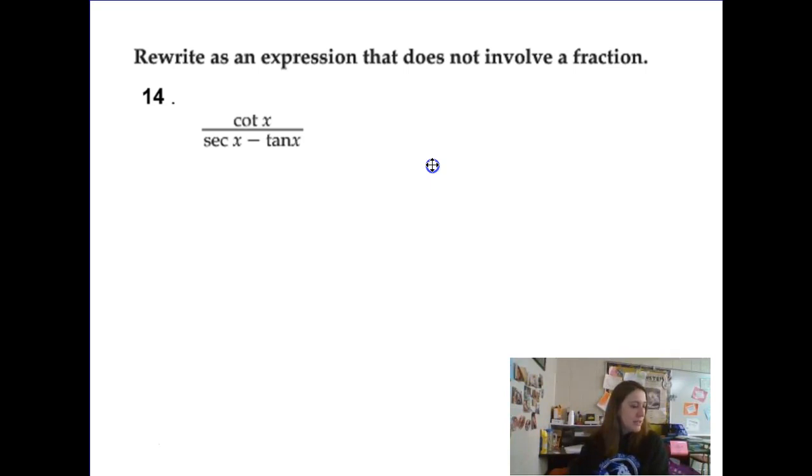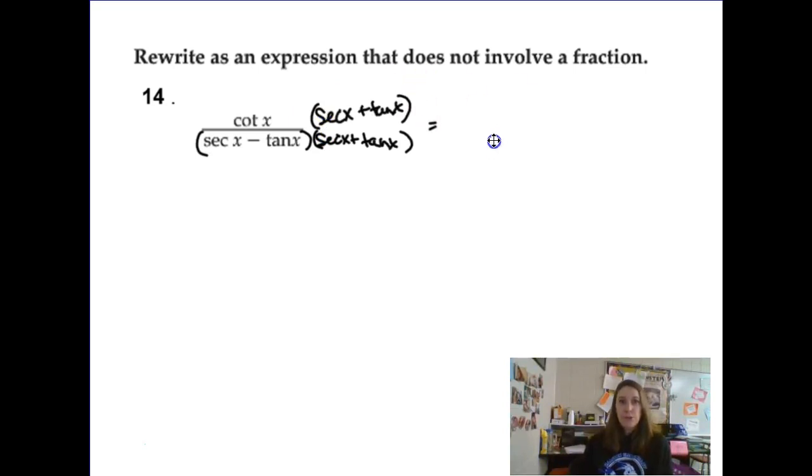Alright, this next one. This is the question where I have to start thinking about the conjugates, because secant and tangent, they're not very exciting as a subtraction problem, especially if they're not squared. So what if I were to multiply this fraction, numerator and denominator, by the conjugate, which is secant plus tangent? And this is totally legal as long as you do it to both sides of the fraction.